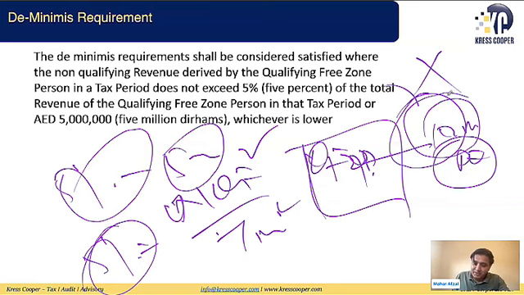In the same way, this income, which will be subject to tax straightforward at 9%, will not be included in the 5 million, which is required to bust the de minimis criteria. So this is the important thing you need to keep in mind.